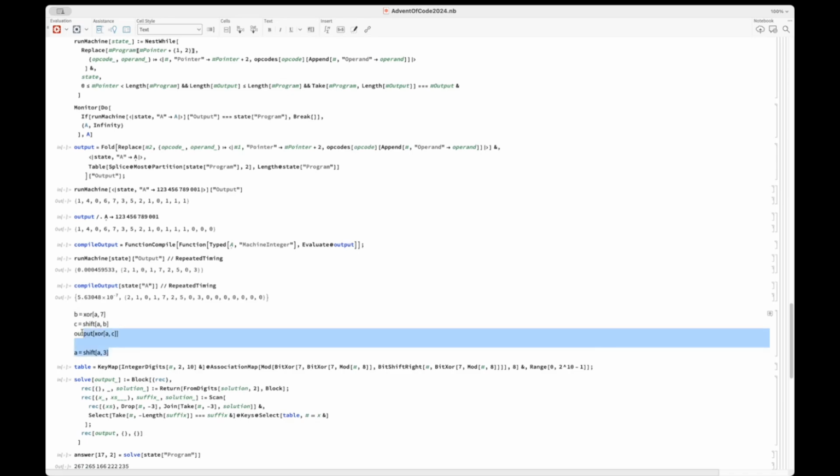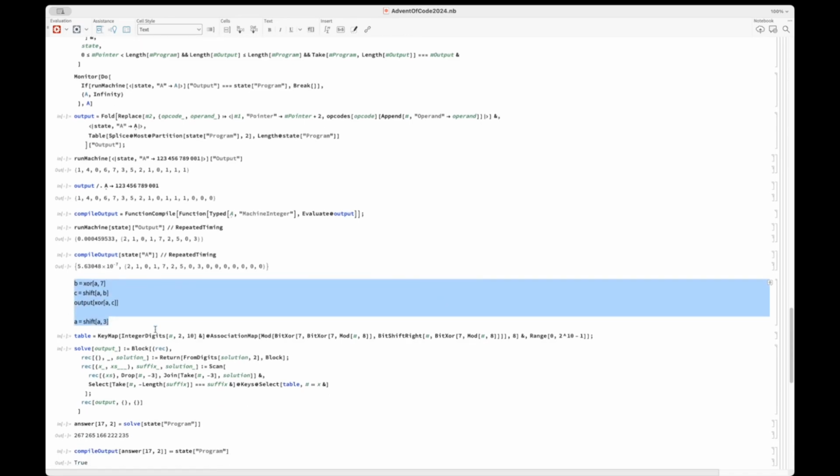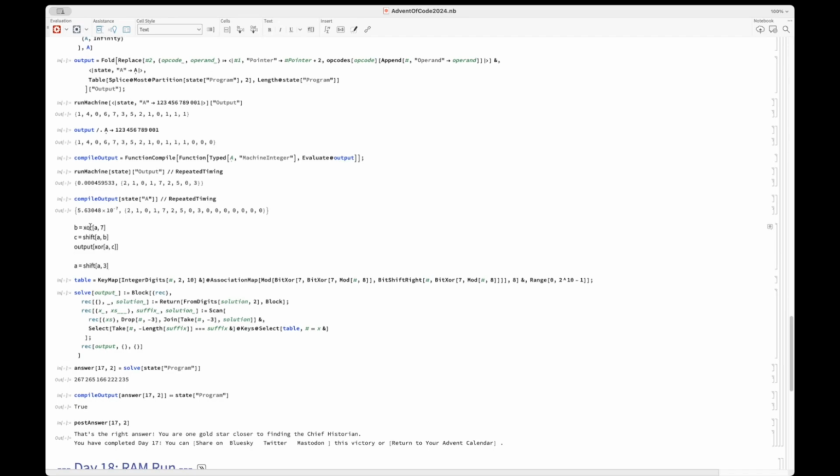decipher it. So that's actually a more human readable form of that program. What it is doing is basically takes A, stores it in B, then shifts A by B number of bits, right? And stores it in C, and then it produces the output. And then it just decreases A by shifting it. That's how you decrease it.